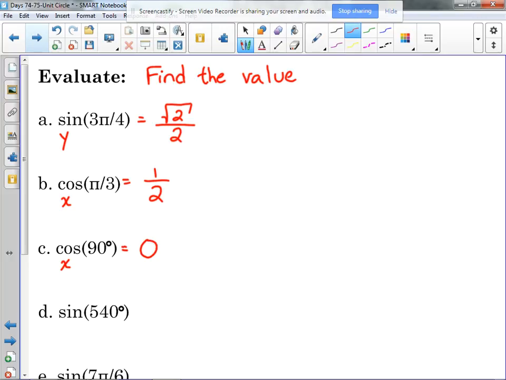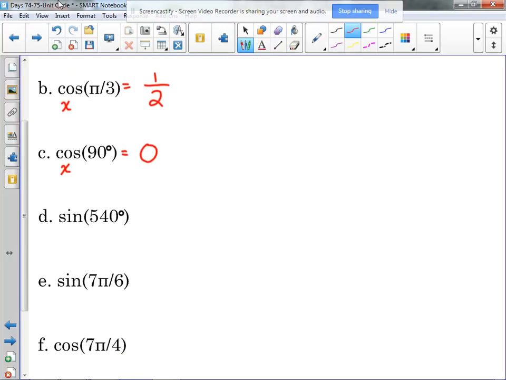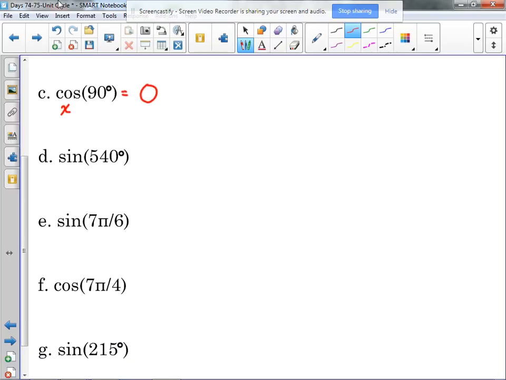So on some of these, you can just use your calculator. Your calculator will give you the correct value as long as you're in the correct mode. If your angle is radians, you've got to be in radian mode. If your angle is in degrees, you've got to be in degree mode. All right. So as long as it doesn't have a square root in it, your calculator will tell you the answer.